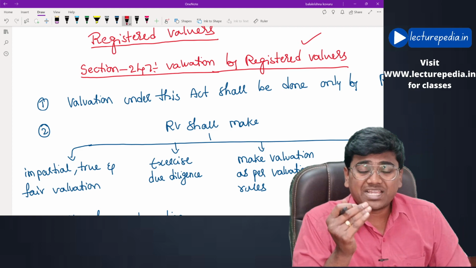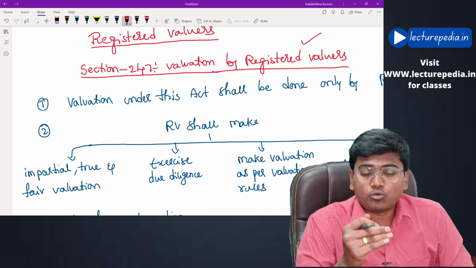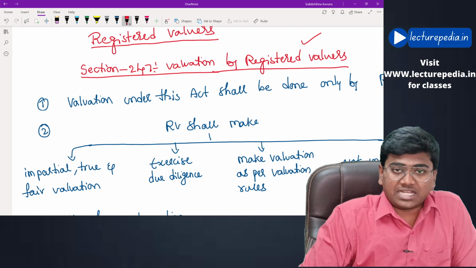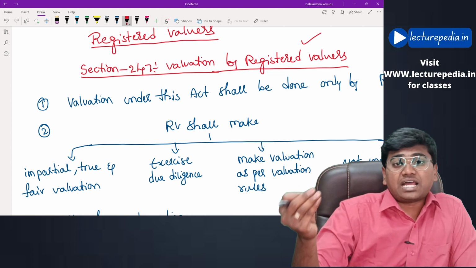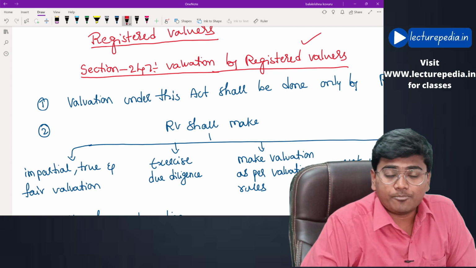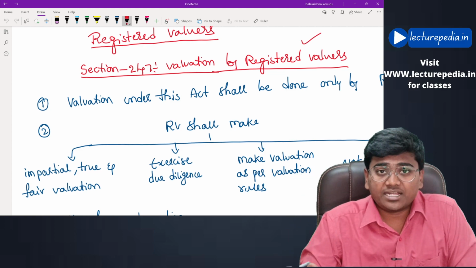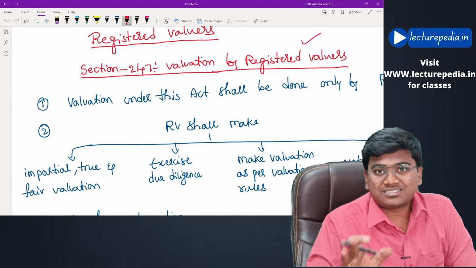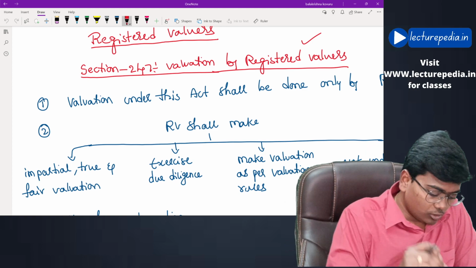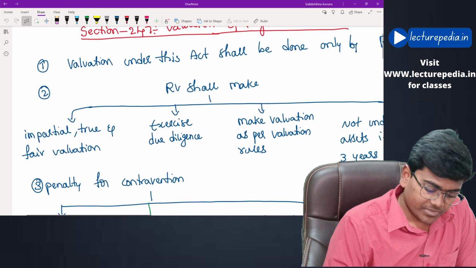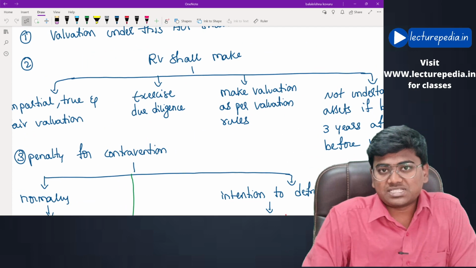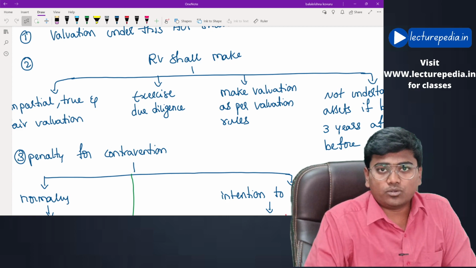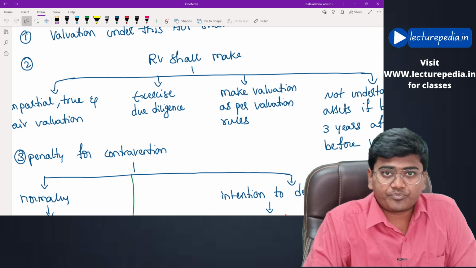First of all, as per Companies Act, if you want to conduct any valuation of the assets, or even as per IBC, Insolvency Bankruptcy Code, the valuation must be conducted only by the registered valuer. So this is clear. Now, there are certain conditions to be satisfied by the registered valuer. We can say certain duties of the registered valuer.